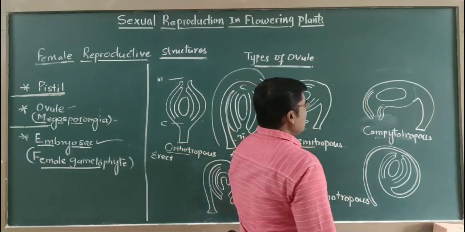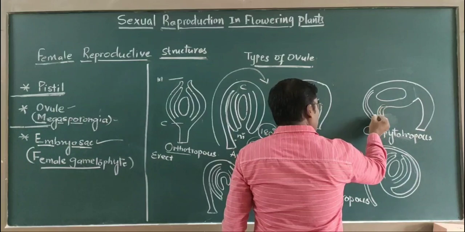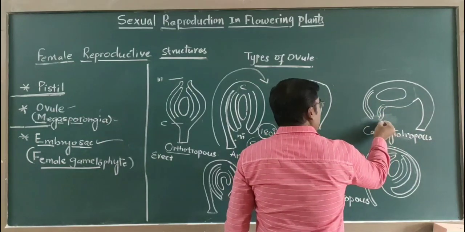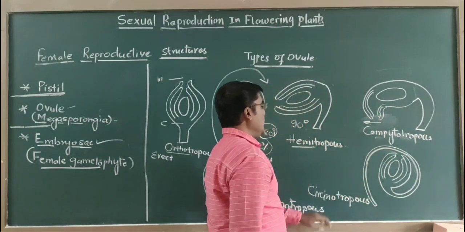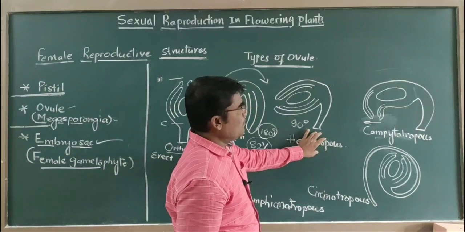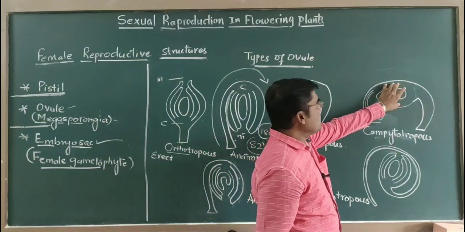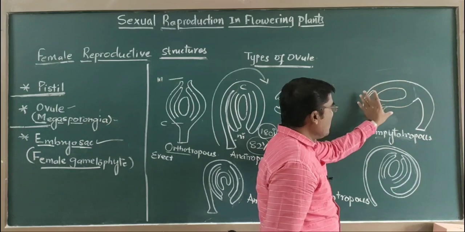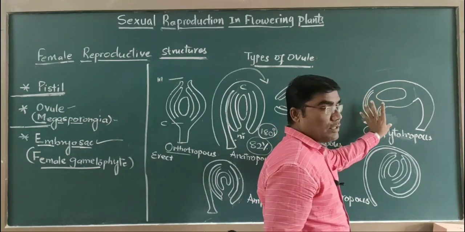The major difference is that here we can observe more growth or more bending of the micropylar region compared to the Hemianatropous. It is also showing 90 degrees of bending, but its micropyle is showing somewhat more bending.